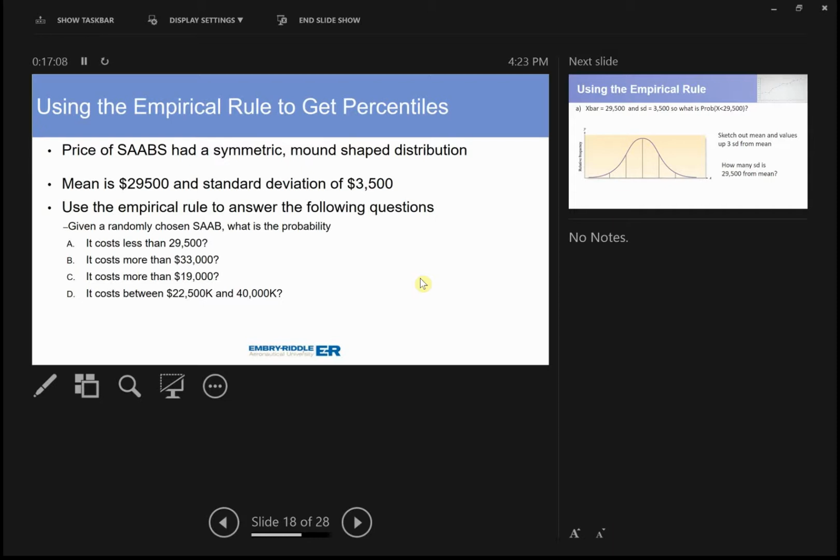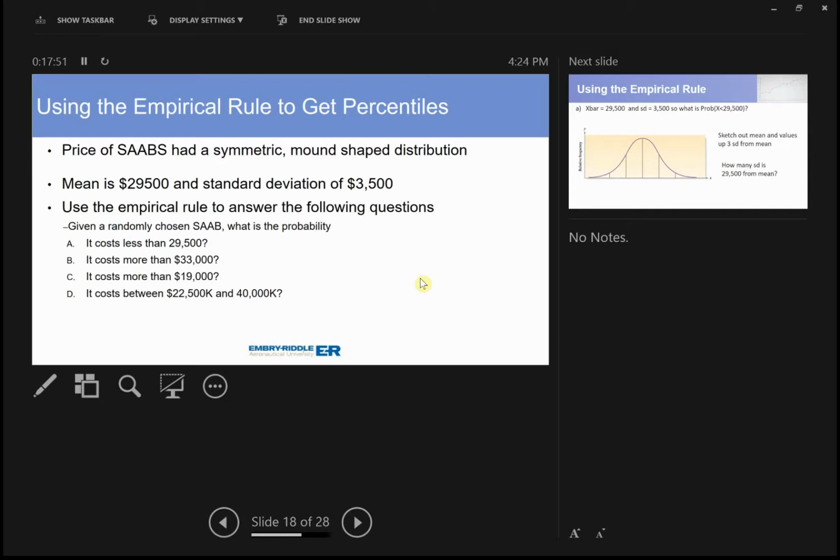So let's see. What is the probability that a randomly chosen SOB is going to have a value less than 29.5 thousand? What is that probability? What do you think, Jonathan? I know you just joined the class, so Jonathan's new to the class. What do you think? Just looking at the distribution, this is the mean. I have a symmetric distribution. So the mean's equal to the median, right? So what do you think that probability would be? Well, symmetric.